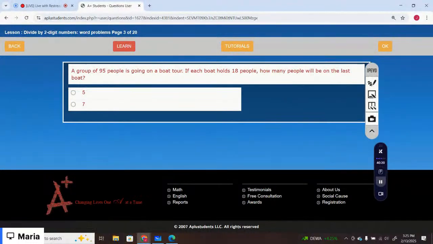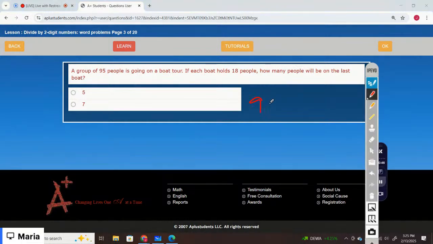A group of 95 people is going on a boat tour. If each boat holds 18 people, how many people will be on the last boat? That's not grade 8, that's grade 4 math. You have to divide 95 by 18. Let's just divide.